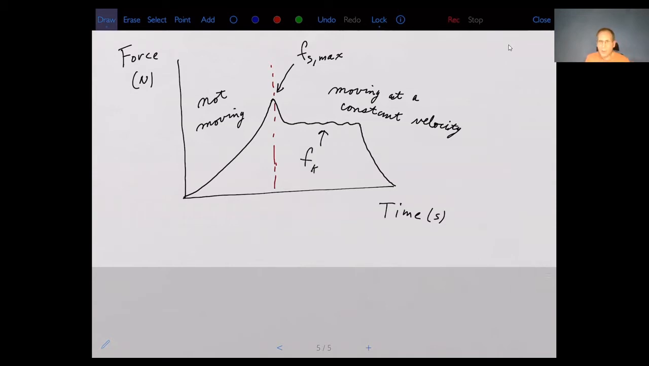Because remember, the force I'm pulling with has got to be equal to the force of friction that's resisting the motion, the kinetic frictional force, because there's no acceleration. I'm pulling at constant velocity. So that's Fk. So that's how I got those two values, Fs max and Fk.